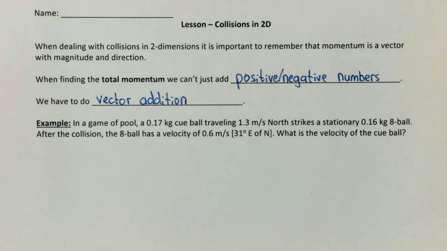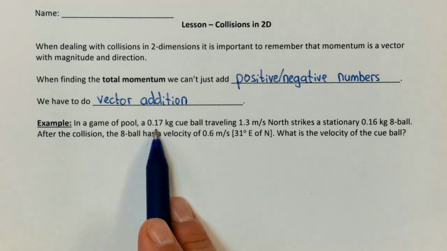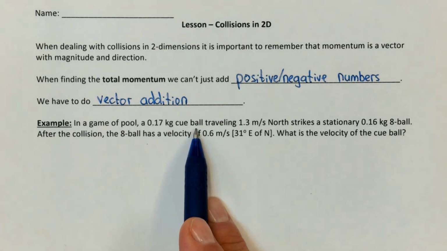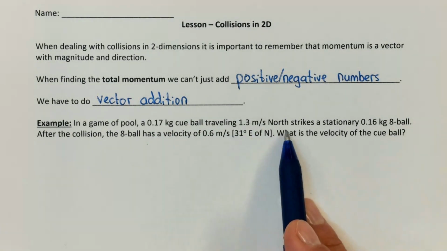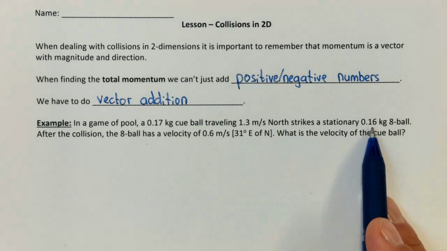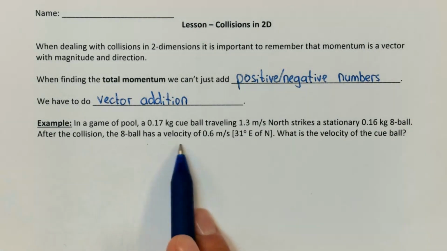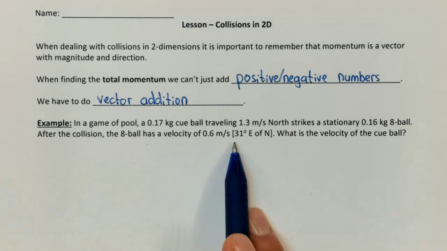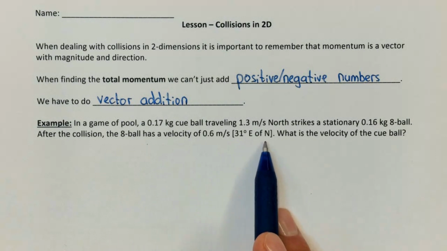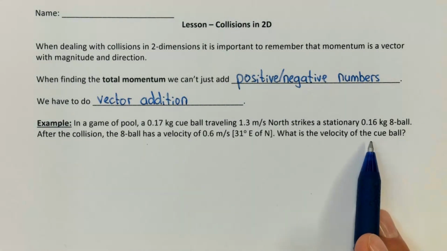So I've picked one problem here that I think is going to illustrate a bunch of different things we need to consider on this topic. And we're going to go through it, making a few notes along the way and trying a few different strategies. So here's the problem. In a game of pool, a 0.17 kilogram cue ball traveling 1.3 meters per second north strikes a stationary 0.16 kilogram 8 ball. After the collision, the 8 ball has a velocity of 0.6 meters per second at a direction of 31 degrees east of north. What is the velocity of the cue ball?